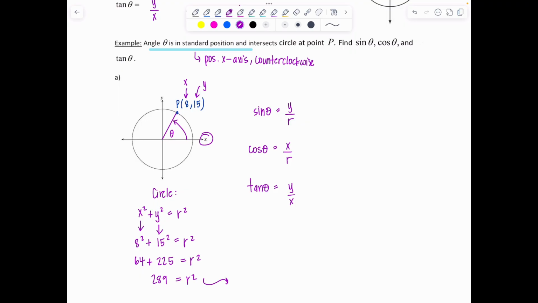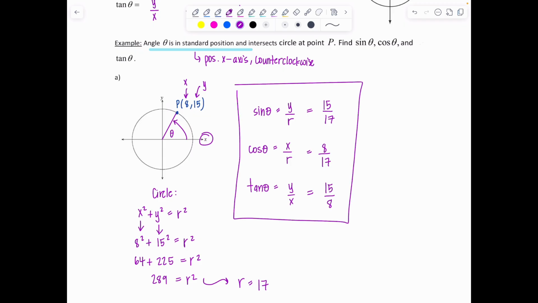So that's going to be 289 is r squared. And remember, r is never negative. Only x and y can be positive and negative. So r is just going to be positive 17. Perfect. So then now we can come in and fill in. Sine of theta is going to be 15 over 17. Cosine of theta is going to be 8 over 17. And then tangent of theta is going to be 15 over 8. Good? Great. Let's do another one.